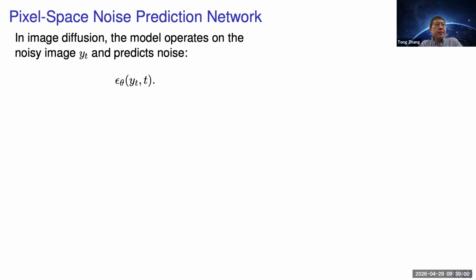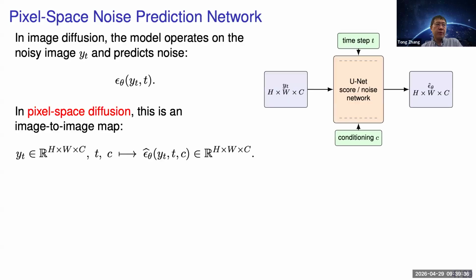Before we talk about the actual Stable Diffusion, we want to first look at the general structure of the map from a noisy image to noise. Noise itself has an image structure. If you think about the original image diffusion, y_t is an image, and the noise itself is also an image. So you are really thinking about something mapping from image input to image output. This requires special networks.